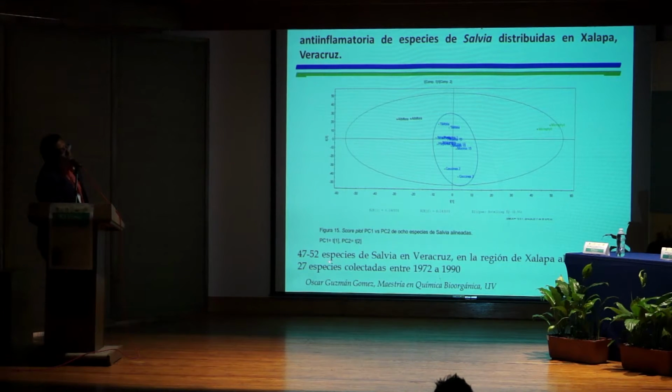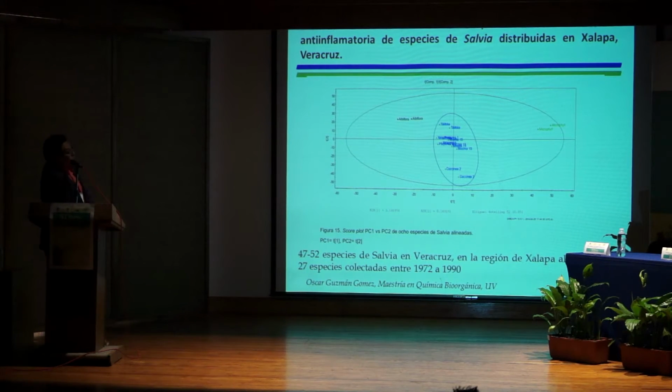However, something that was quite shocking is that the number of salvia species reported between 1972 and 1999 was around 27, and we only found probably 13. So that also tells us how many species of plants had probably been moved apart from their natural habitat because of the development of the city.